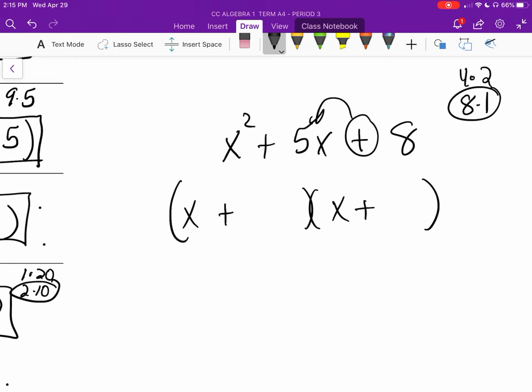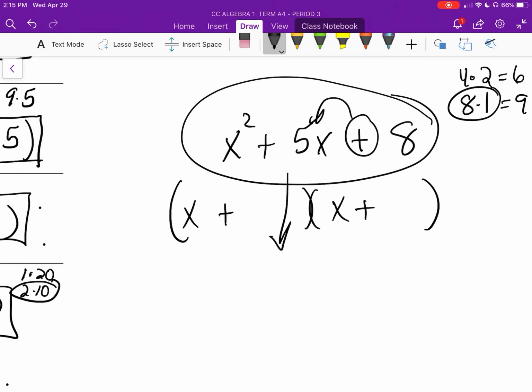Well, 8 and 1 add up to 9, and 4 and 2 add up to 6. So this does not factor, and we would say it is prime. And prime means it only has itself and 1 as a factor. So I don't want you going down and saying that everything is prime, but every now and then you will find something that cannot be factored. And that means we'll have to use another method for solving it if it's a quadratic equation, or describing the parabola, because this is parabolic when we graph it. That's what we're going to look at in the next part of the lesson.